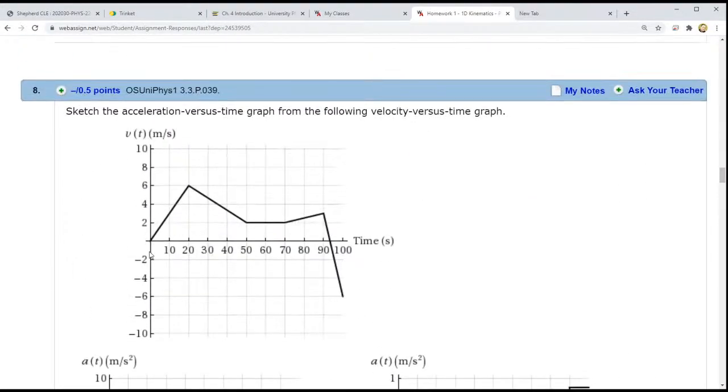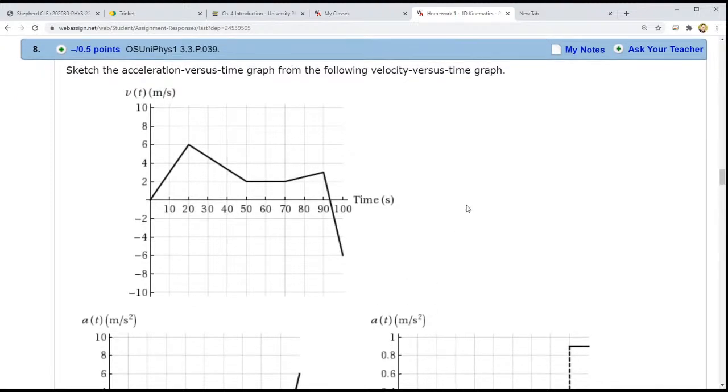And so let's just take the first interval here. How do we calculate the slope on this interval? Slope is change in y over change in x. In this case, change in velocity divided by change in time. So on this interval, from here to here, the change in velocity is 6 meters per second. You go from 0 to 6. And the change in time is 20 seconds. So the slope is 6 meters per second divided by 20 seconds. And where's my calculator? All right, let's see. 6 meters per second divided by 20 seconds gives me 0.3 meters per second squared.